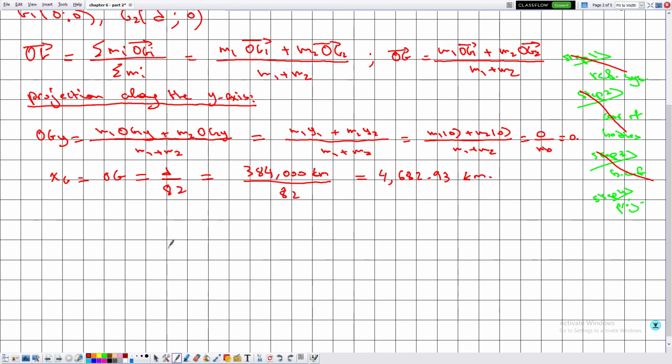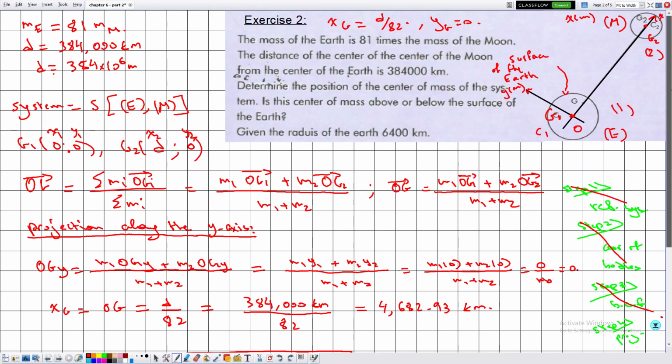So in this case, the value of OG is given by 4,682.93 kilometers. So the value of OG is equal to 4,682.93 kilometers, and the value of the radius of the Earth is equal to 6,400 kilometers.